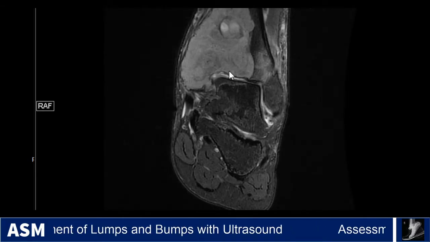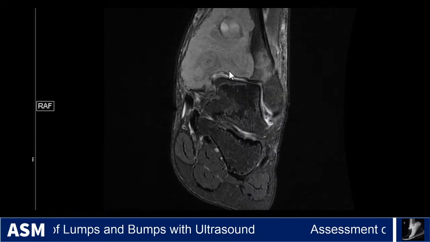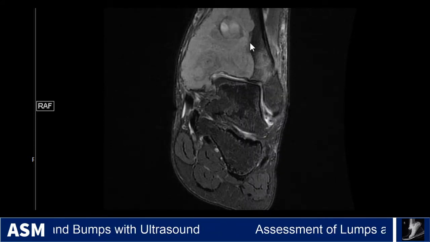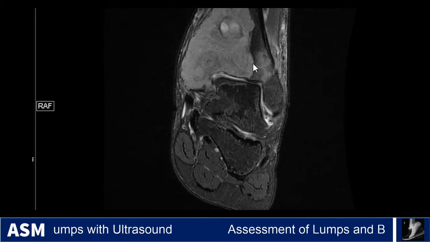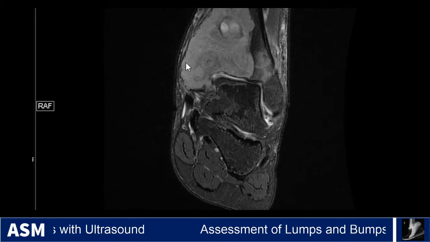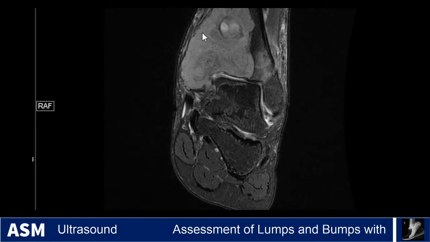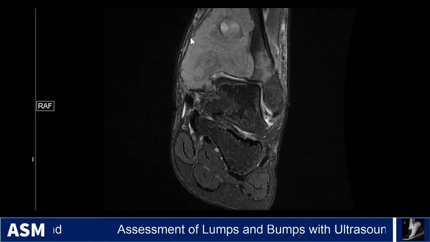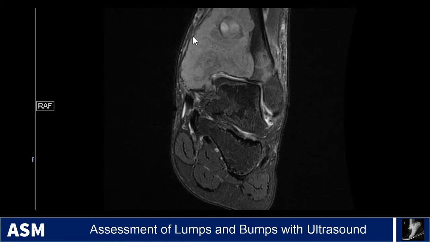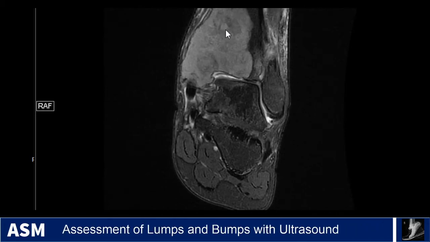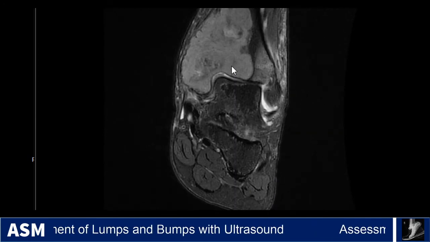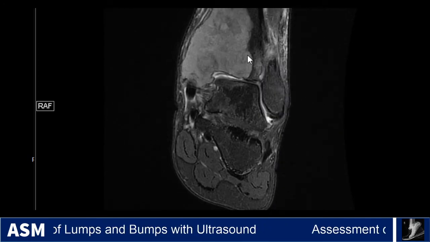This coronal proton density fat suppressed series shows basically the same findings as the X-ray. We see this large intraosseous mass extending out medially, blowing out the cortex and thinning it. Again, we see this hypointense linear area corresponding to what's left of the cortex. We see areas of cystic degeneration, and the mass does extend down to the articular surface. The growth plate is closed.